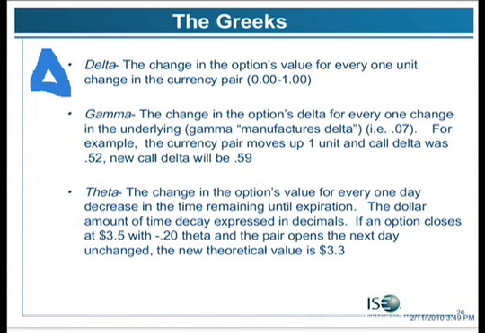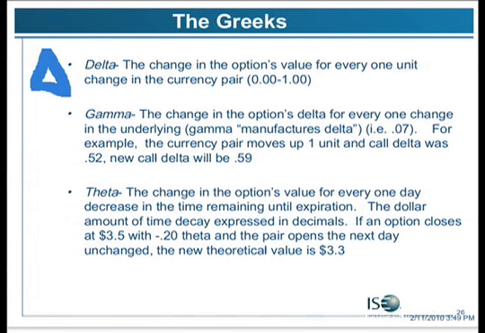Gamma is going to tell me how quickly my delta changes. Because remember, this delta does not stay constant. In fact, it's going to change through the life of the option. So with a delta of 52, for a 1 unit change with a gamma of 7, you just add the two together and say, okay, the old delta was 52, we have the gamma of 7, so the new delta is going to be 59.